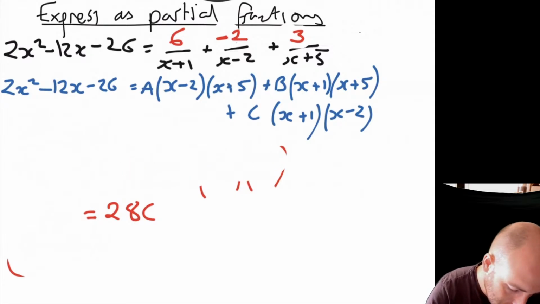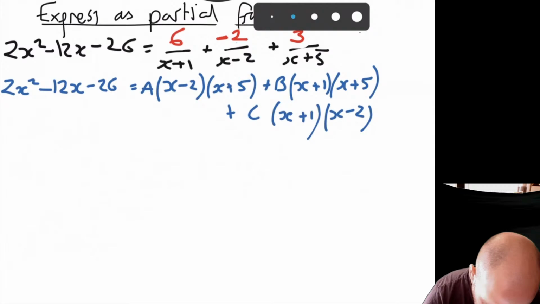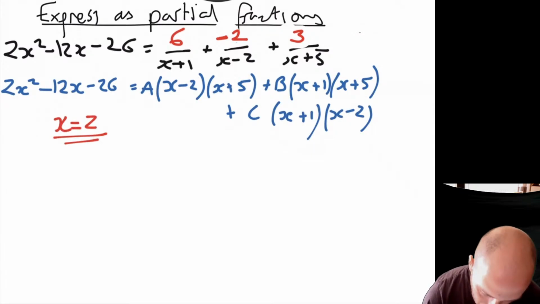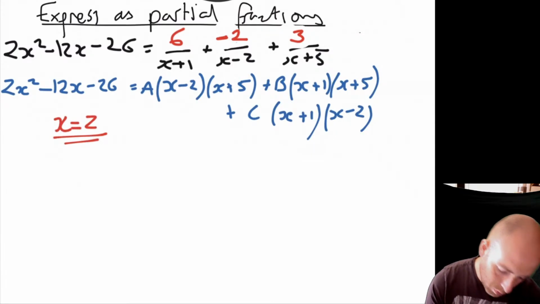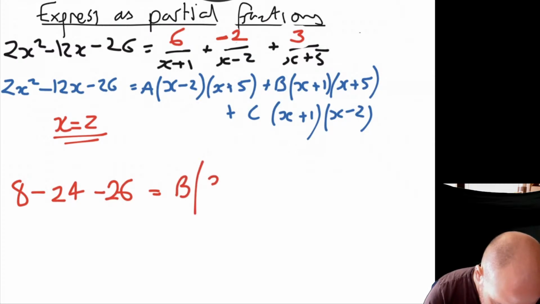It's easy to make mistakes in this. You've got to be really careful with your signs. Let's try x equals 2 again. Real quick. So we're going to get 2 lots of 2 squared. 2 squared is 4, 2 times 2 is 8. So we're going to get 8, take 24, take 26, equals b, 2 plus 1 is 3, 2 plus 5 is 7.